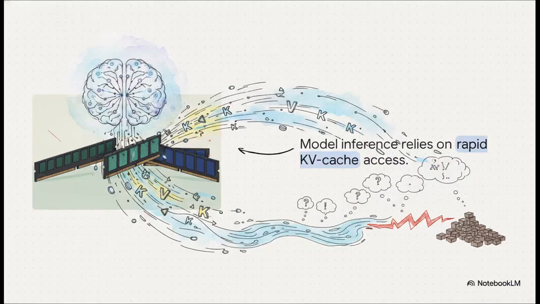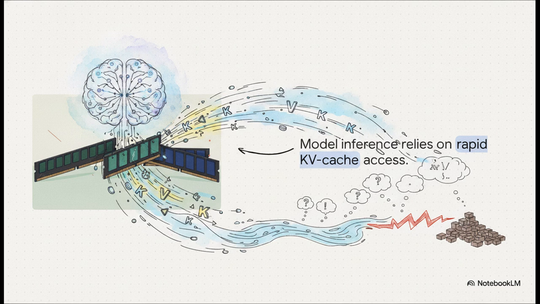Section 2, the KV cache architectural shift. Now, what's really interesting here is that because inference relies so heavily on dynamic, unpredictable data access, traditional storage designs basically just break down. They were built for predictable file retrieval, right? Not the chaotic, real-time generation of language or data.